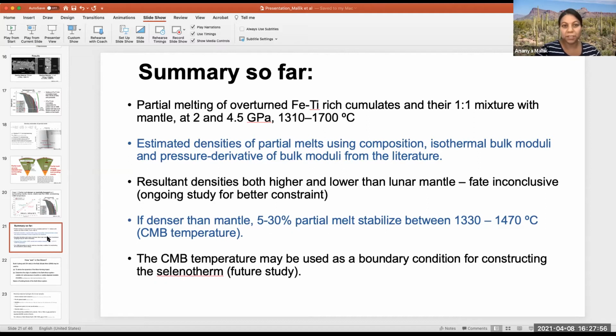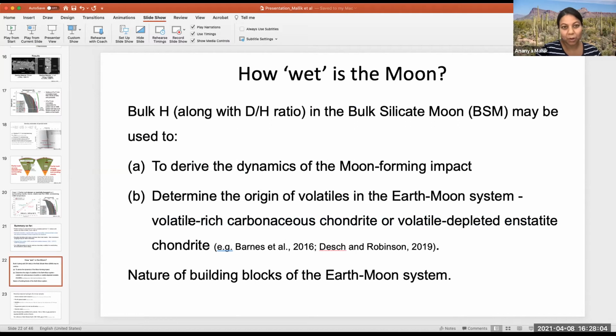Okay, so this was the first part of the talk about how hot the moon is, what do we know, and what could we do to constrain it better. Now I'm going to move to the second part of the talk, which is how wet is the moon? How much water is there on the moon?